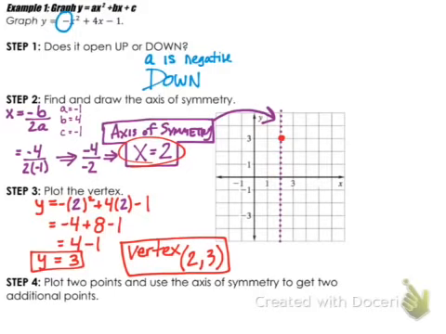Now the final step is that we're going to plot 2 points, and we're going to use the axis of symmetry to get the 2 additional points. So here's what I know. I know my vertex is at 2, 3.